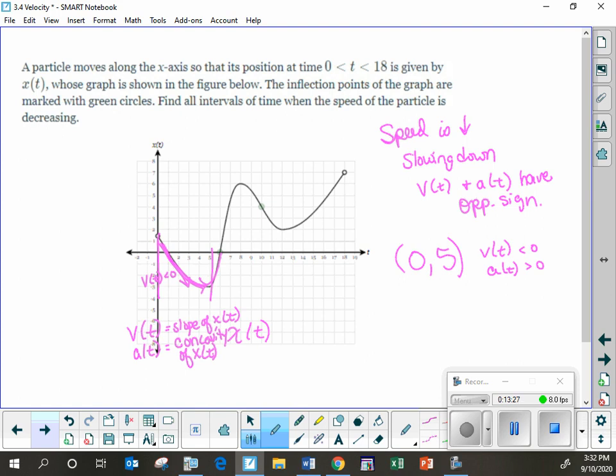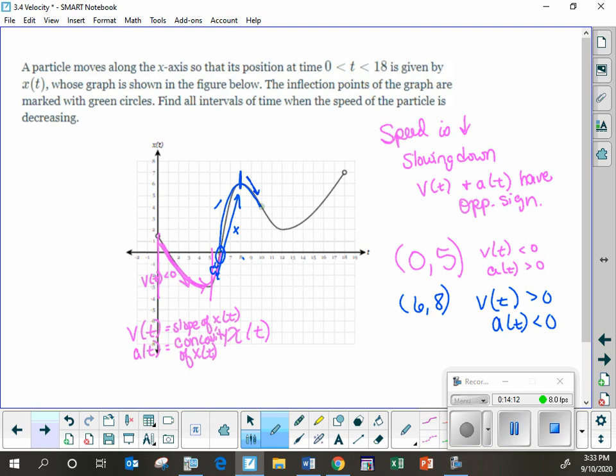Then I am in v of t being positive, and concavity is positive there, but then it goes into a negative. So until I reach the max here, I have slowing down as well, because I have v of t being positive and concavity being negative. So what time frame is this? From the point of inflection, 6, to 8, I'm going to have a v of t that is positive and an a of t that is negative, concave down.